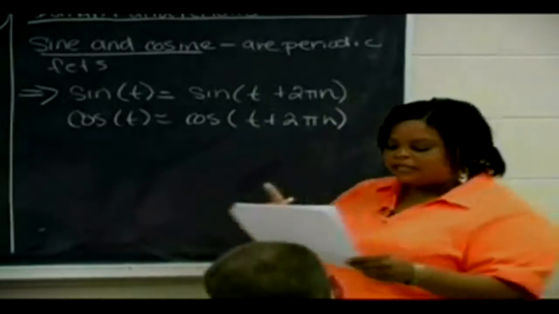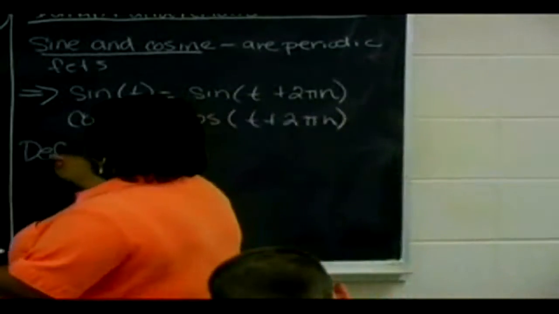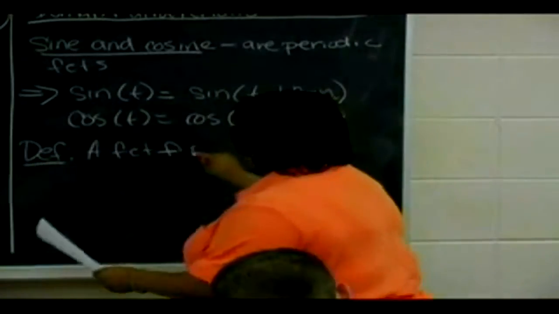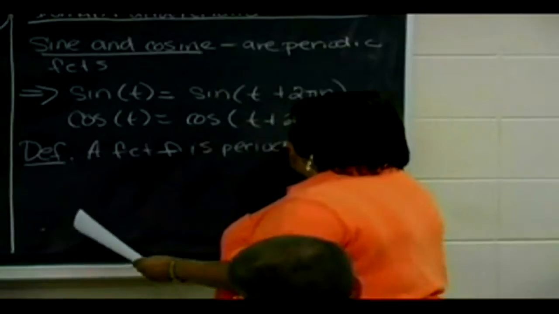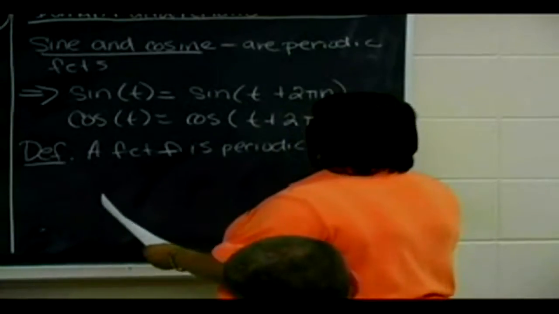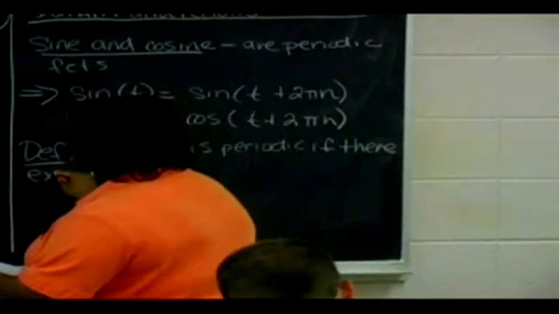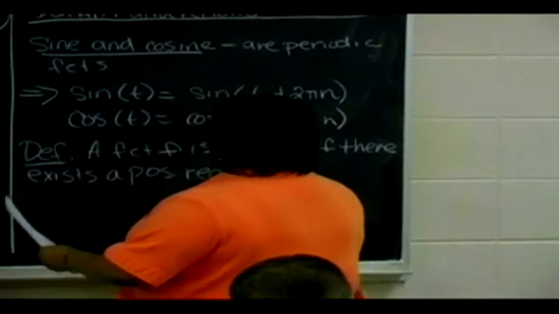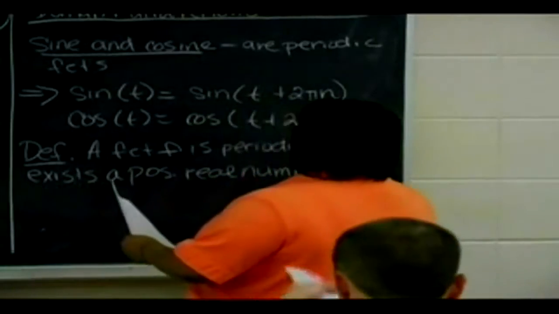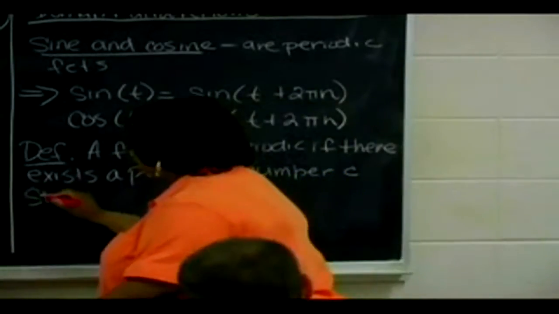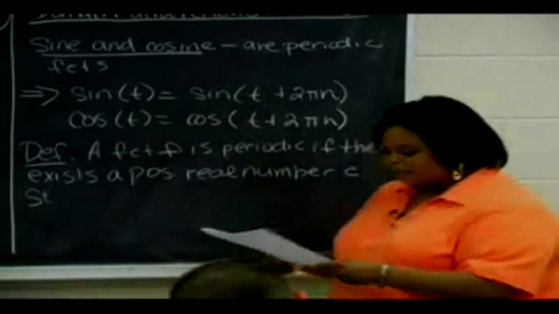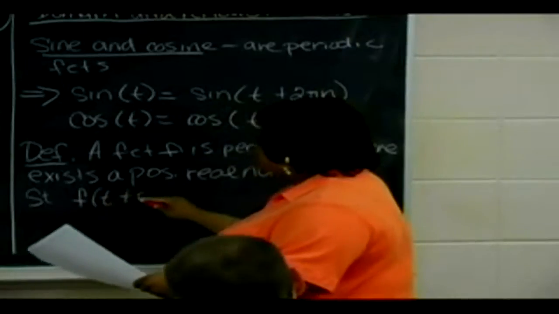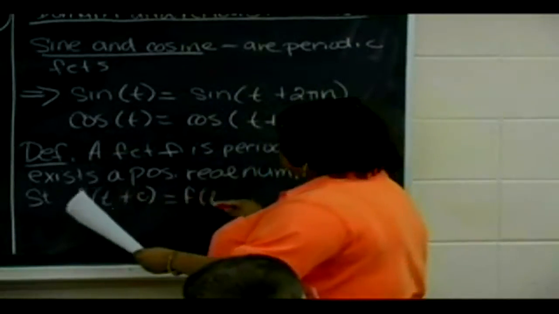So what does it mean for a function to be periodic? Definition: a function f is periodic if there exists a positive real number c such that f of t plus c equals f of t.